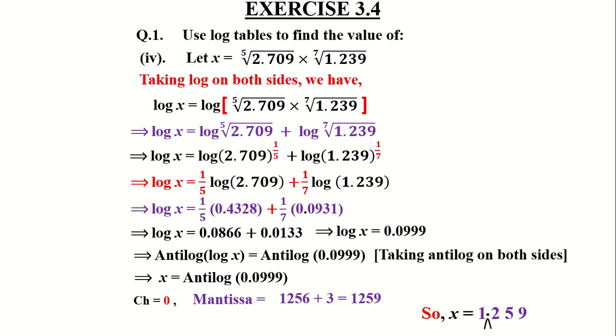Using a calculator, find the 5th root of 2.709 and multiply it by the 7th root of 1.239. When the product is found, the answer must be 1.259, and this is the way to check the answer using a calculator.